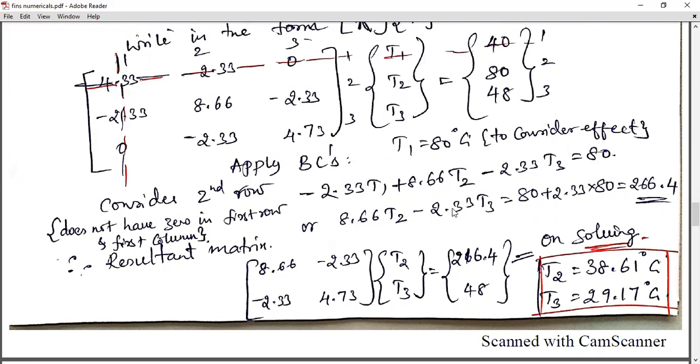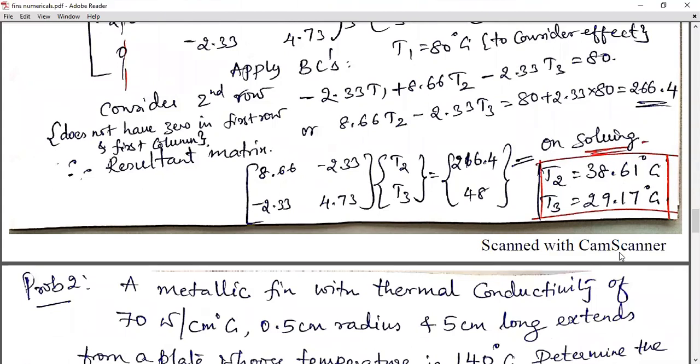Next, 8.66 T2, minus 2.33 T1 is specified. Go back to this right hand side. This gets added: 2.33 times 80. So you get 266.4. Now you eliminate the first row, first column. So once you eliminate it, the resultant matrix will be 8.66, minus 2.33, minus 2.33 and 4.73, for T2, T3. Look at this, 80 gets modified into 266.4. This is an additional term which is the contribution of the temperature effect on the matrix. And then you will have 48. Solve it using simultaneous linear algebraic equations. You get T2 and T3 solved for it.